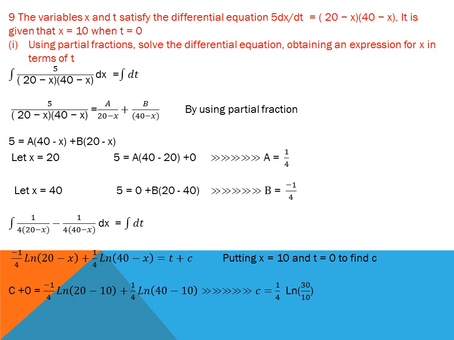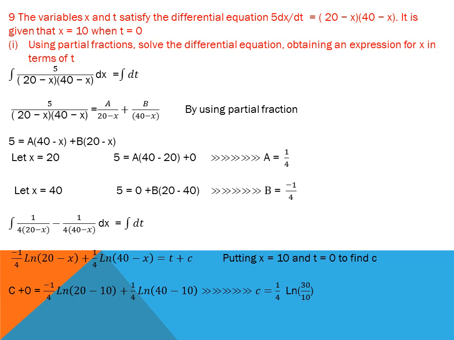In the next question, it is related to the differential equation. 5 dx over dt is equal to (20 minus x) into (40 minus x). It is given that x equal to 10 when t is equal to 0. Using partial fractions, solve the differential equation, obtaining an expression for x in terms of t. First, I separate the variables dx and dt. I take variable dx on left hand side and dt on right hand side. This is a basic rule for solving the differential equation. You should take one kind of variable on left hand side and the other on right hand side, then integrate it.